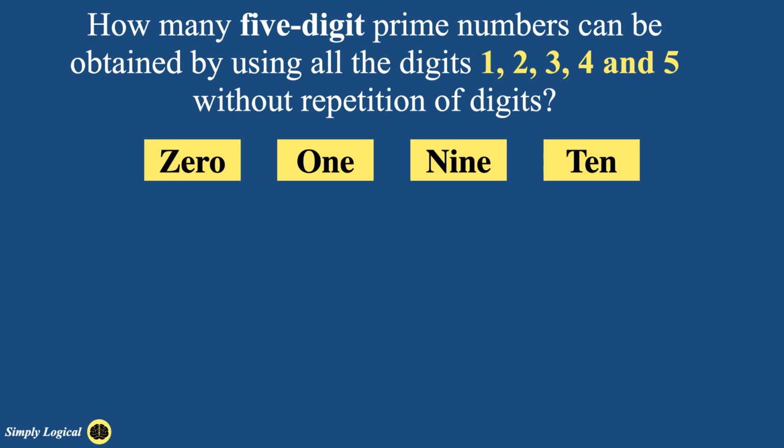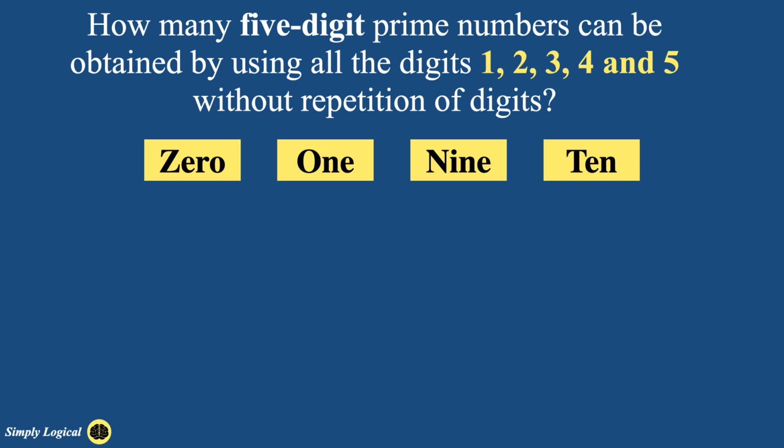The problem statement is: how many 5-digit prime numbers can be obtained by using all the digits 1, 2, 3, 4 and 5 without repetition of digits? So you are given 4 options. They are 0, 1, 9 and 10. So let me elaborate the problem.